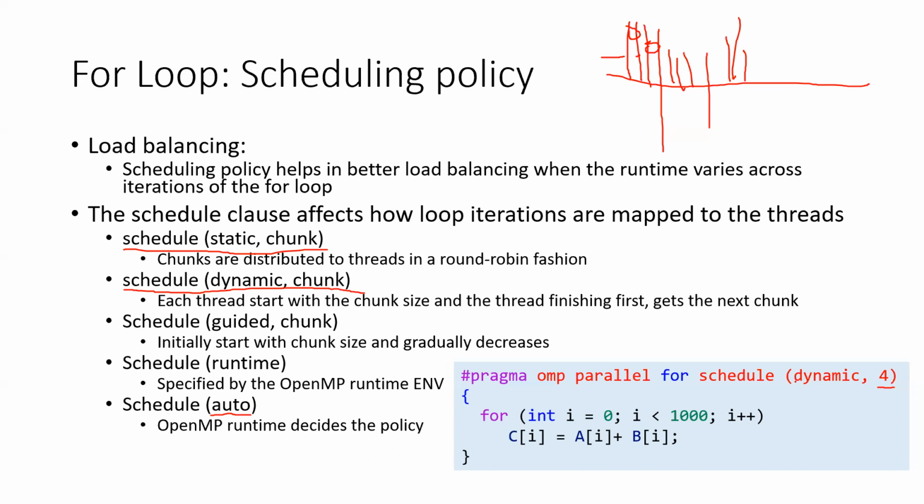Okay, understood. So basically, you can mimic static using dynamic as well by controlling the value of chunk size. If you specify chunk size equal to total iterations divided by number of threads, it will be converted to static. Okay, thank you.